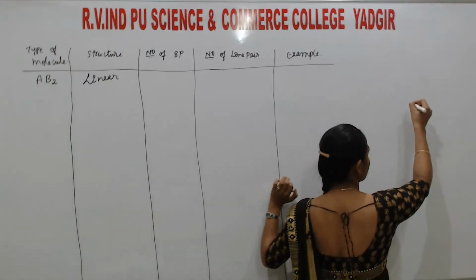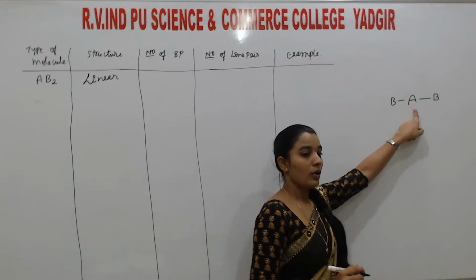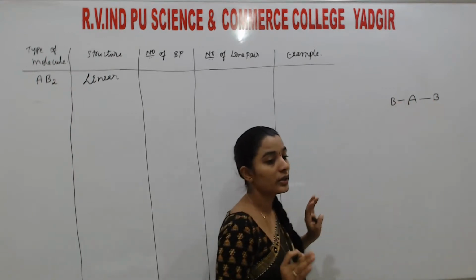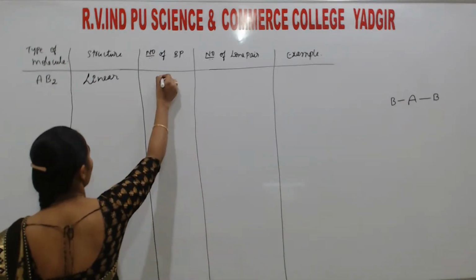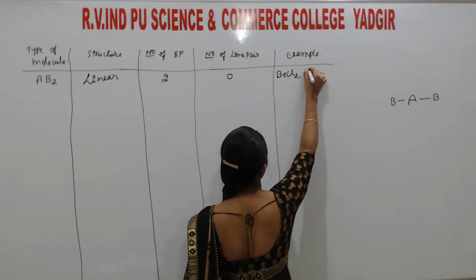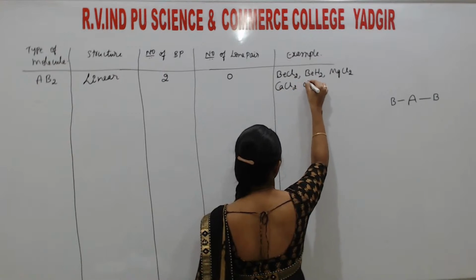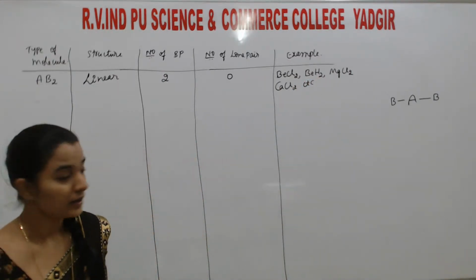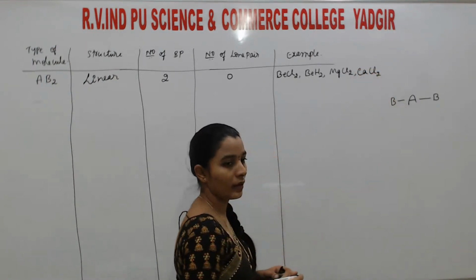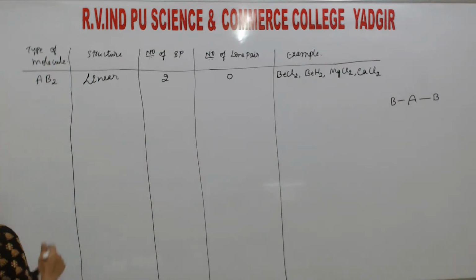Listen students, here the central metal atom A is bonded to B. Here only two electrons of A are bonded with the electrons of B. Understood? There is no other lone pair of electrons here. The number of bond pairs is 2, the number of lone pairs is 0. Examples for this type of molecule are BeCl2, BeH2, MgCl2, CaCl2, etc. I'll give only some examples. These are the examples for this AB2 type molecule. Later I will explain the examples.